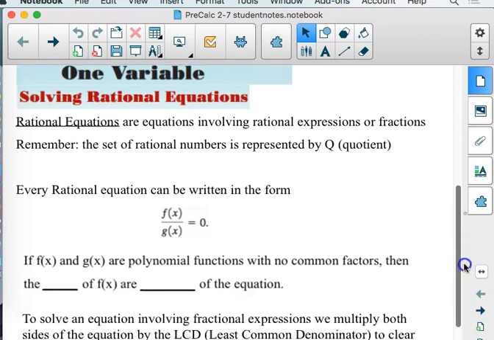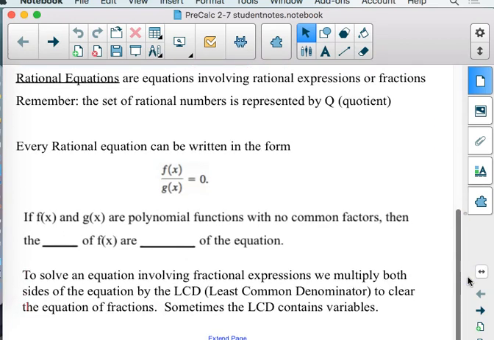Every rational equation can be written in the form some polynomial divided by some polynomial equals 0. So you get a 0 on one side, because when we have solutions, they are the zeros. If f of x and g of x are polynomial functions with no common factors, then the zeros of f of x are the solutions of the equation. Well, they're the zeros. And what we're talking about here is thinking about those linear factors, x minus a or even just x. And those are going to be the solutions of the equation.